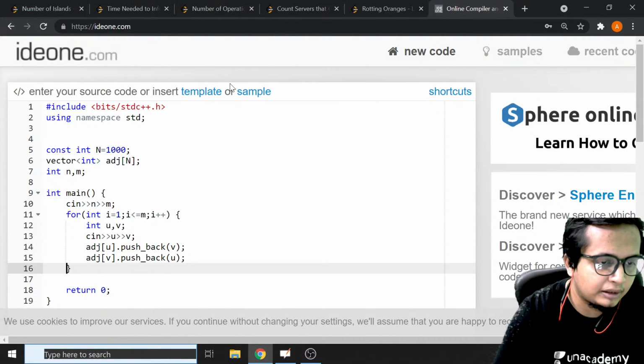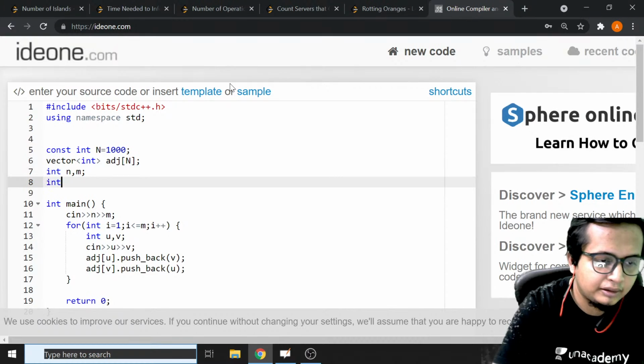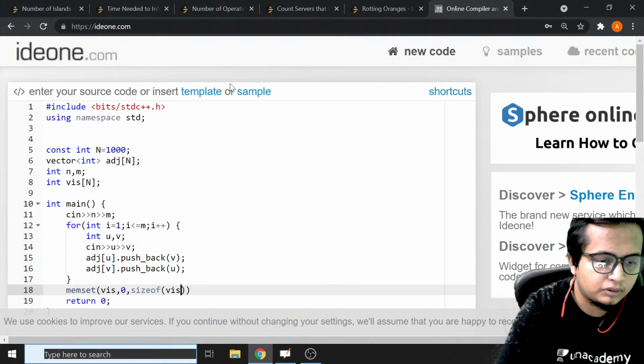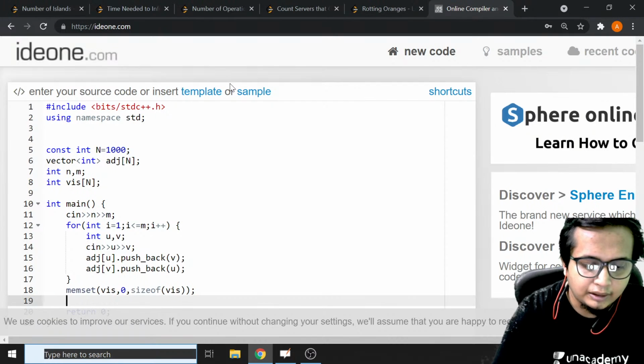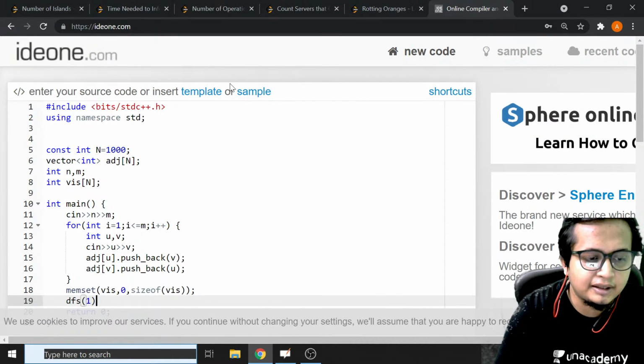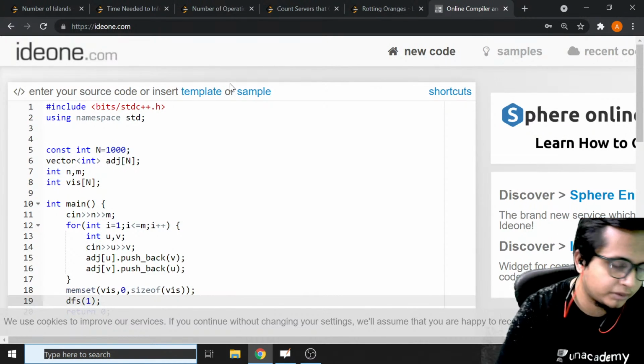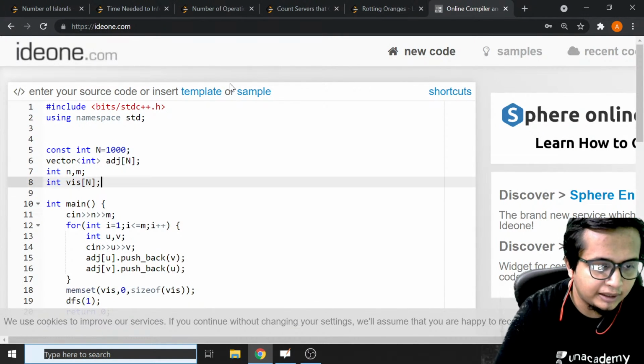Okay, and then I'll also have a visited array to check if the node has been visited or not. I'll initially assign it to 0 for the size of visited. Then I'll just call DFS, and let us say the start node for DFS is the node number 1. Okay, so let me write DFS now.